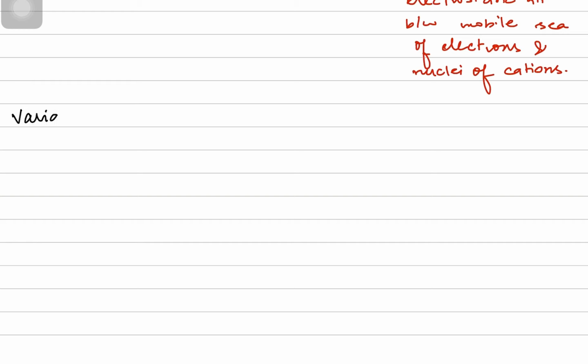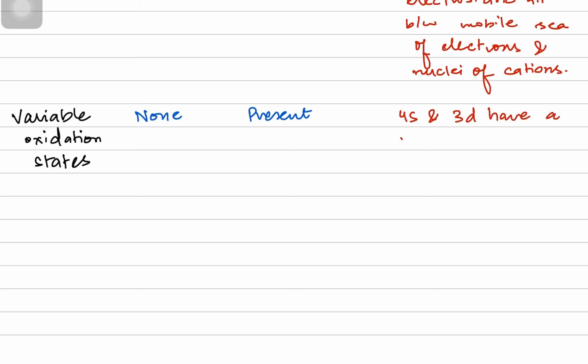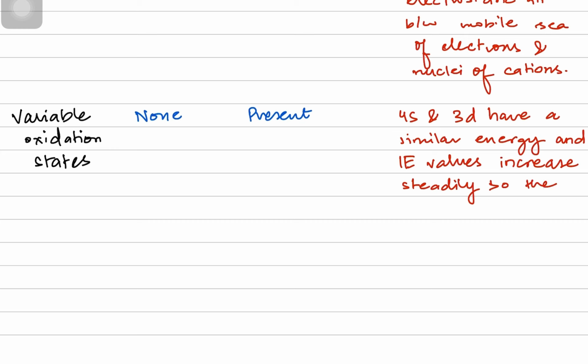They have catalytic properties, another thing to talk about. But first let's talk about variable oxidation states. We have already talked about this: group 1 and 2 have no variable oxidation states, but transition elements do show variable oxidation states. The reason is very simple: 4s and 3d subshells have similar energy levels, and electrons from both can be used in bonding. So ionization values increase steadily. This is also something we have already talked about. Steadily. So the number of electrons lost is variable. You don't also have to talk about electrons lost. It's also okay to talk about electrons involved in bonding.